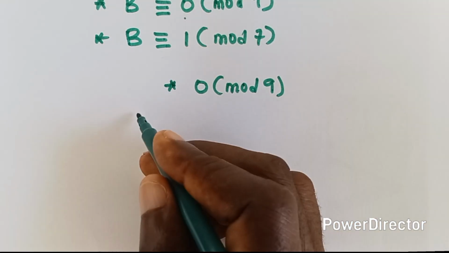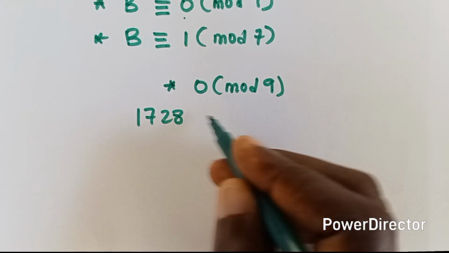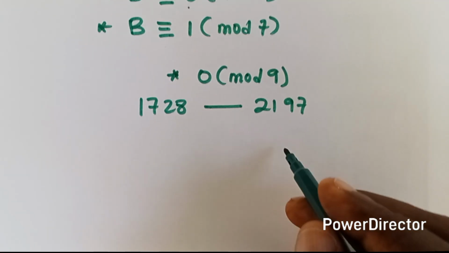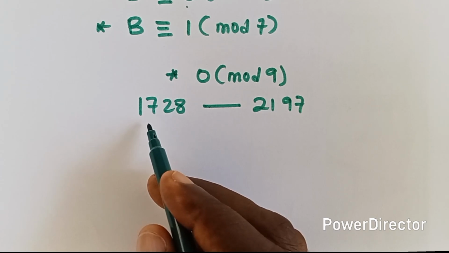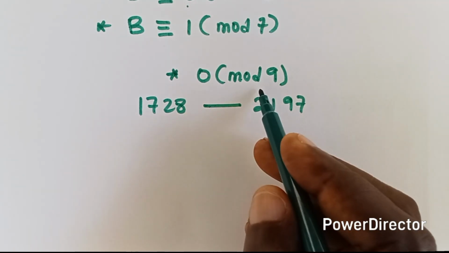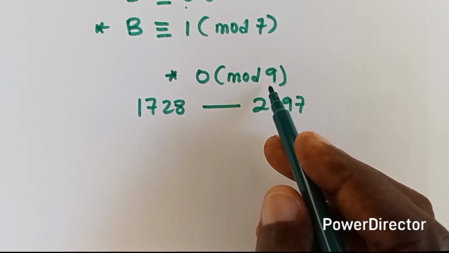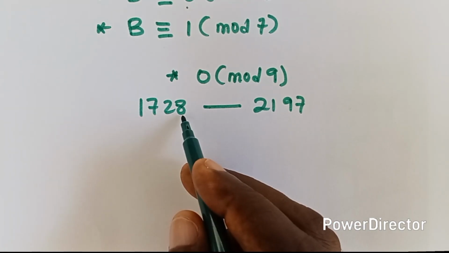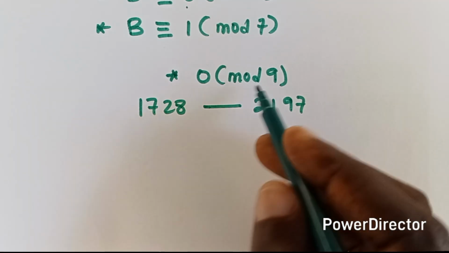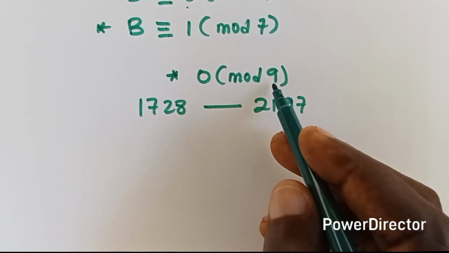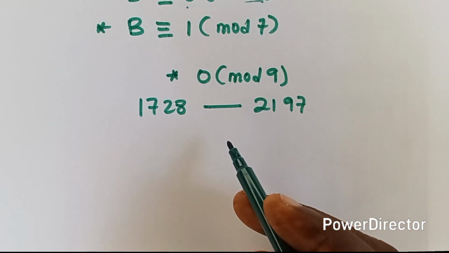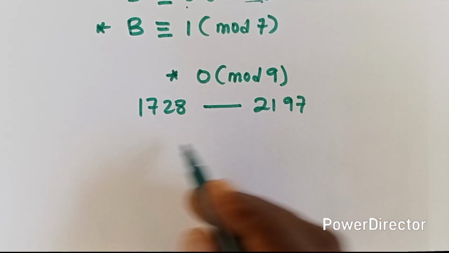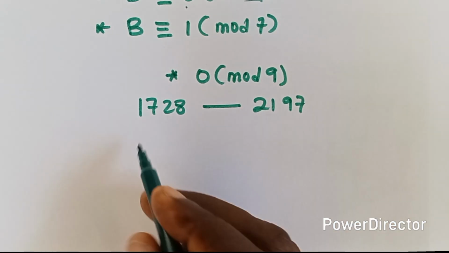And you know we are picking from what years? 1728 to 2197. If the sum of the digits is a multiple of 9, that's what it means. We are looking at numbers that are divisible by 9. You add these digits together, that is 1 plus 7 plus 2 plus 8. If the sum is divisible by 9, then this condition is satisfied. We are going to do this one by one. Now let's look at those that fall into this category.